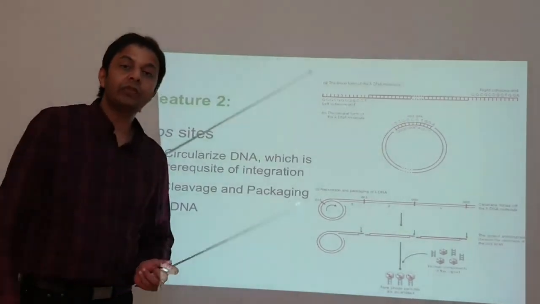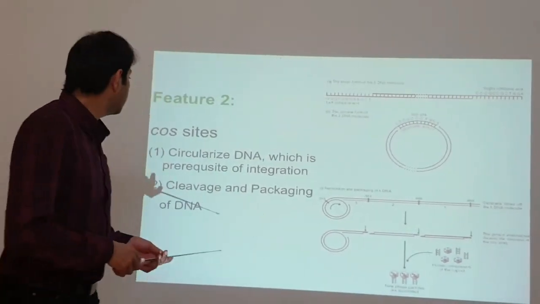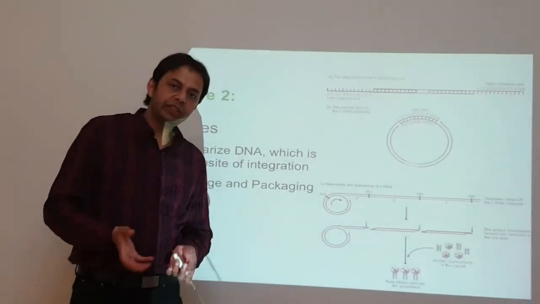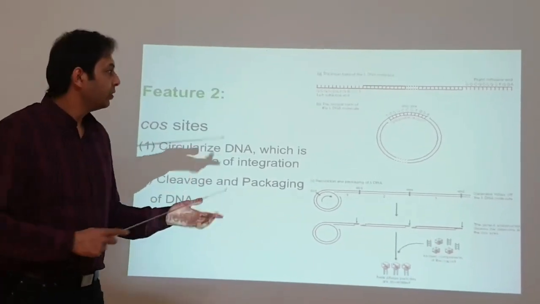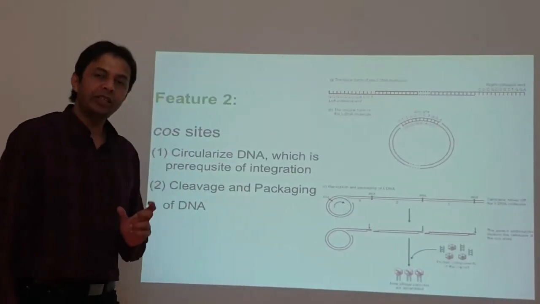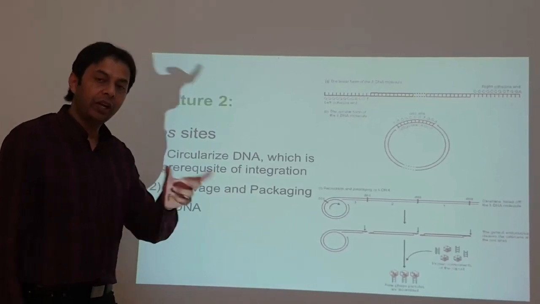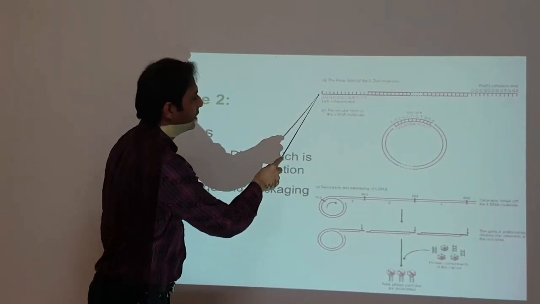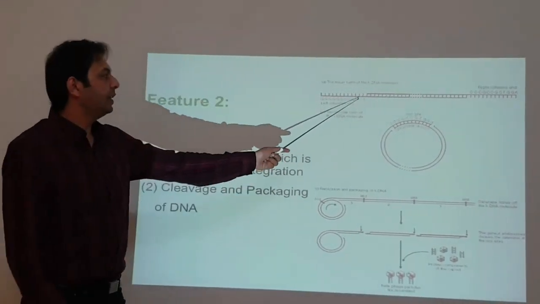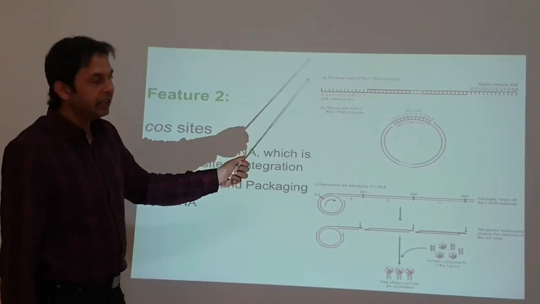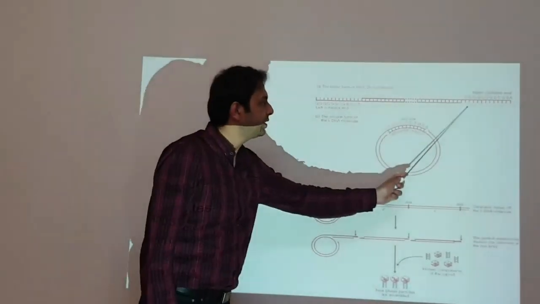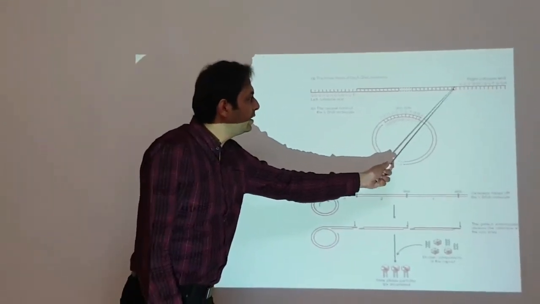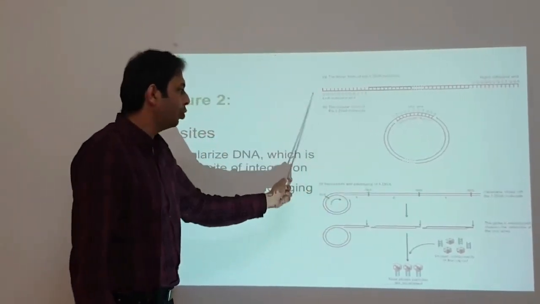The second important feature related to the Lambda bacteriophage genome is the cos site. The Lambda genome has cos sites. What are cos sites? Cos sites are basically a single stretch of DNA of 12 nucleotides. Here you can see the cos site, and these cos sites exist at both ends of the linear DNA of the Lambda genome. This is the 49 kb viral genome, and these are the cos sites on both sides.